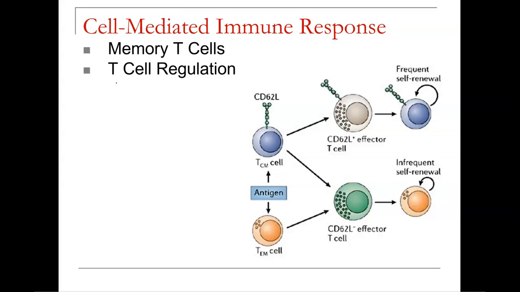T cell regulation is needed to prevent T cell response to autoantigens, so you don't want to respond to yourself. T cells require additional signals from an antigen-presenting cell. So if there is no signal, there's going to be no response. But if there is a signal, then that T cell will go in and respond.